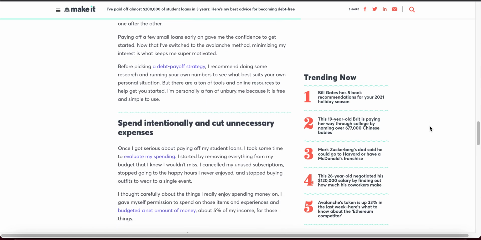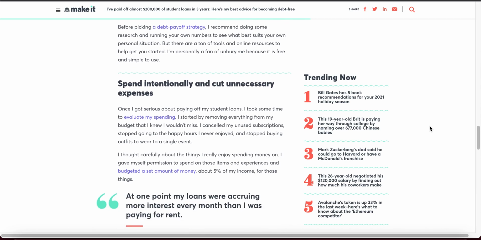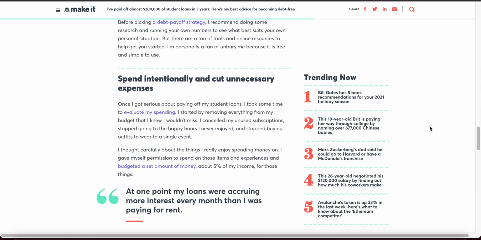Spend intentionally and cut unnecessary expenses. Once I got serious about paying off my student loans, I took some time to evaluate my spending. I started by removing everything from my budget that I knew I wouldn't miss. I canceled my unused subscriptions, stopped going to the happy hours I never enjoyed, and stopped buying outfits to wear to a single event. I thought carefully about the things I really enjoy spending money on.